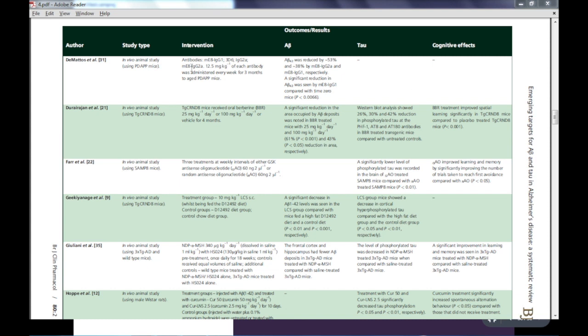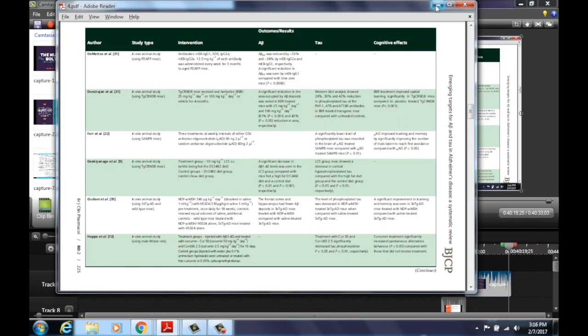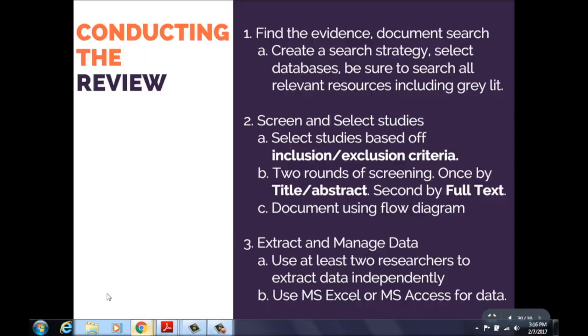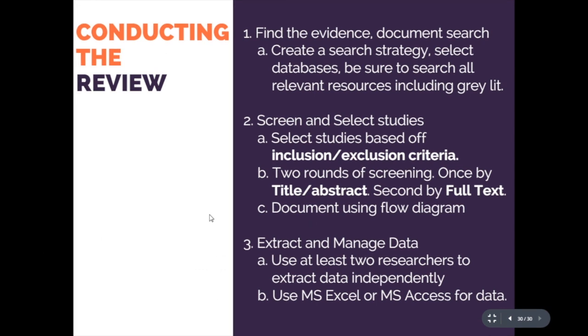So while you may not have similar data to extract, just know that this is an example of what data you might want to look at. You may not have study type, you may have adverse effects or the patient population. You may not have cognitive effects, but rather see what other outcome measurements you may find. So that's just one example of the data extraction process as described in step 3 here.